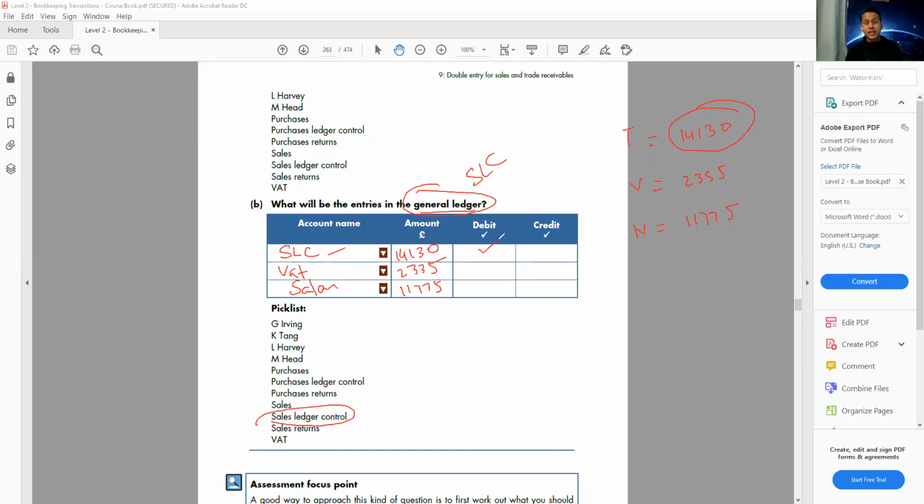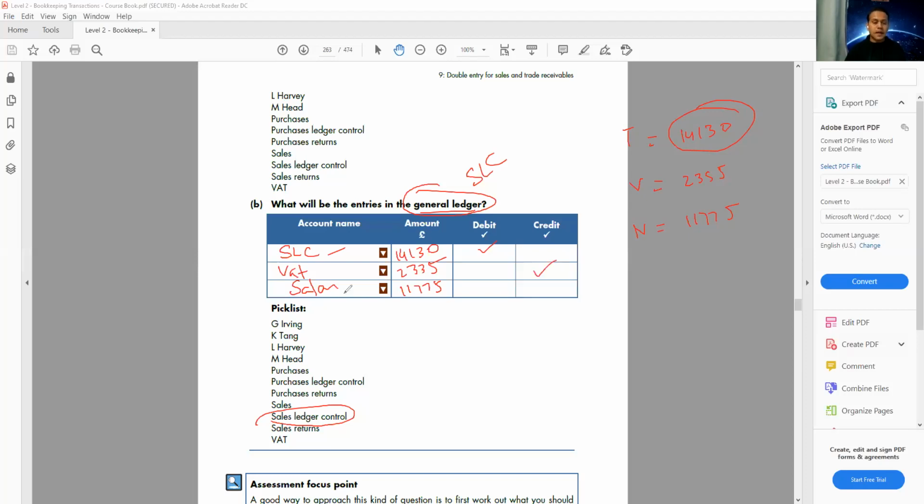The next one is VAT. What will be the VAT here? So I'm collecting the VAT from the customer. Will it be debit or credit? That's my credit. So remember, when I make a sale, VAT is always credit, because I'm collecting the VAT on behalf of HMRC. I have to pay the VAT back to HMRC. That's my liability. That's my credit.